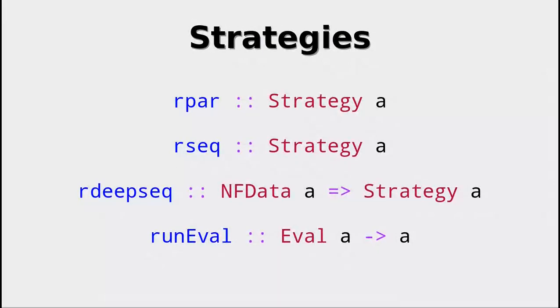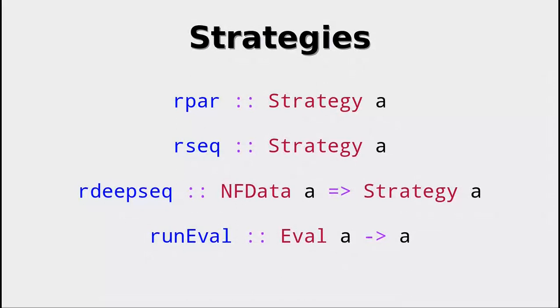We will look at their application in a second, but those are the ones that we use, the basic building blocks in order to build those strategies. Then there is rdeepseq, which works like rseq, but as you can see, we need NFData for this, so this will do some deep evaluation. And then, after we've built our strategy and after we've built our eval monad, we can use runEval in order to get the value out of the monad.